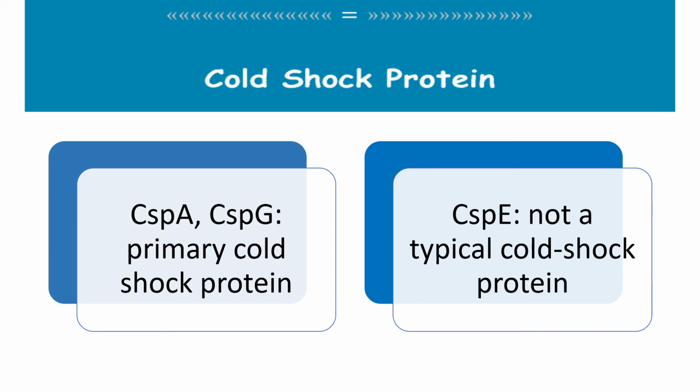CSPA and CSPG are the primary cold shock proteins of both pathogenic and non-pathogenic E. coli. CSPA is remarkably induced when the temperature shifts from 37 to 15 degrees Celsius, and CSPE is constitutively expressed at both higher and lower temperature. Therefore, we believe that the occurrence of CSPA and CSPG is more valued than CSPE to determine that the treatments were affected by cold stress.